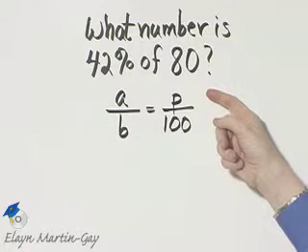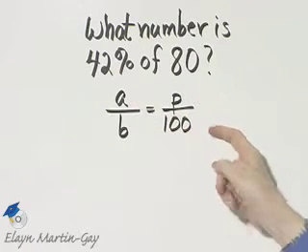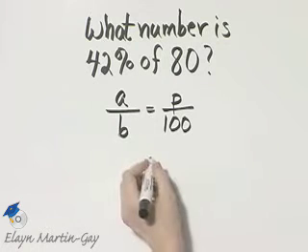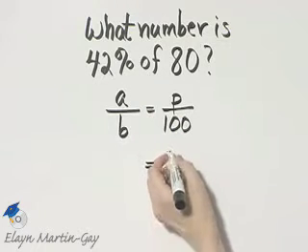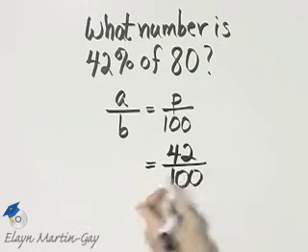Let's now solve this using a proportion. Amount is to base as percent is to 100, and let's fill in the values for our proportion. Remember percent, that would be the percent, 42%. I'll write down 42. I still have the 100.